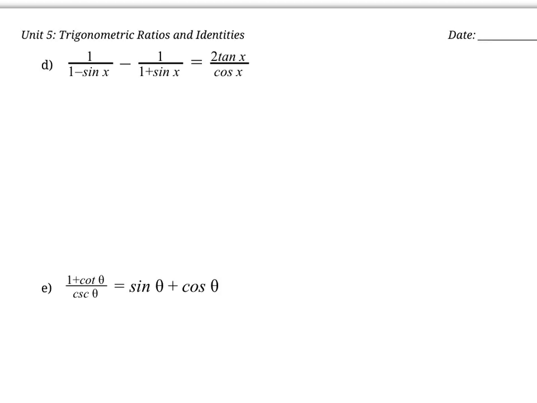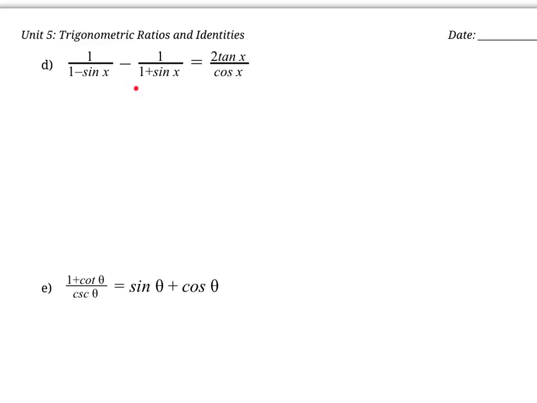This is part 2 of our lesson on proving trigonometric identities. So let's continue with some more difficult ones. Our next one, we've got two fractions, 1 over 1 minus sine x minus 1 over 1 plus sine x is equal to 2 tan x over cos x. So we can really start with any one here.